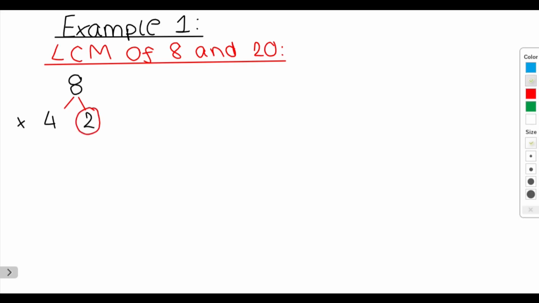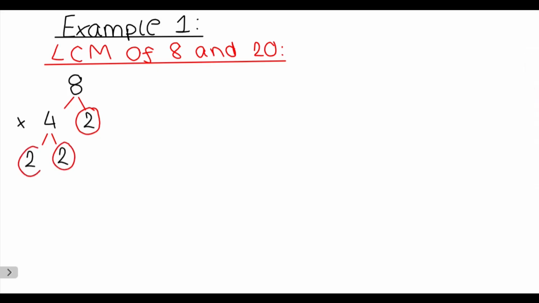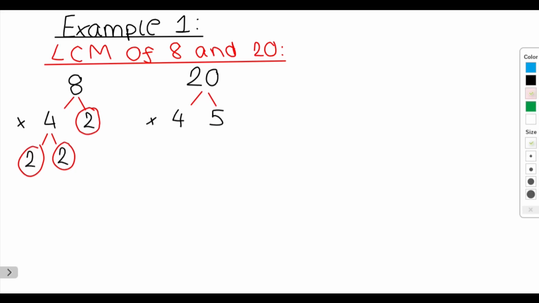And we're going to carry on dividing 4. And 2 and 2 divide into 4. And those are both prime numbers, so we're going to circle both of those. Now let's move on to the prime factor tree of 20. So we need to see what divides into 20. And that is 4 and 5. So 4 is not a prime number, but 5 is. So we're going to circle 5 and carry on dividing the 4.